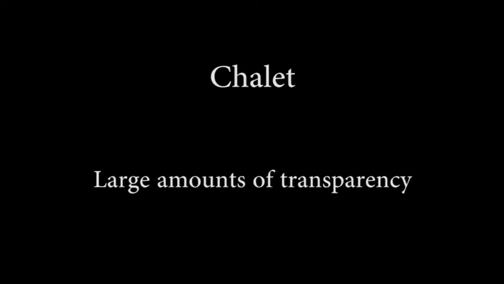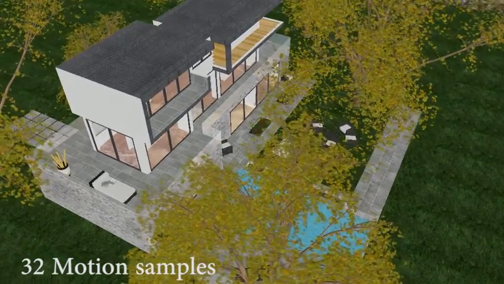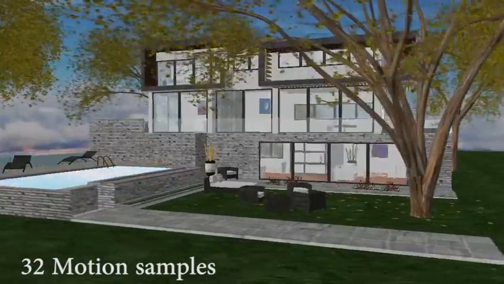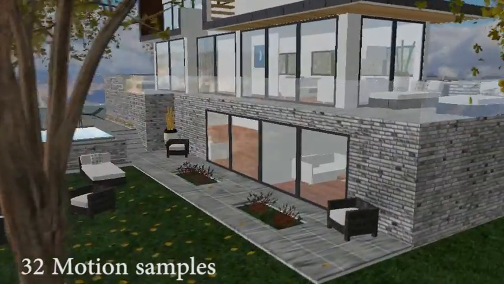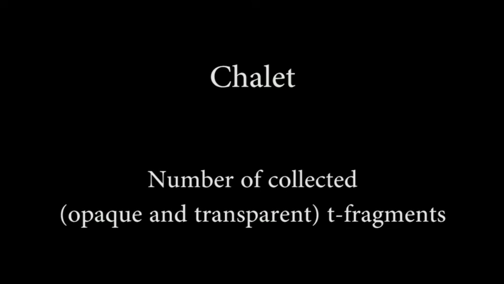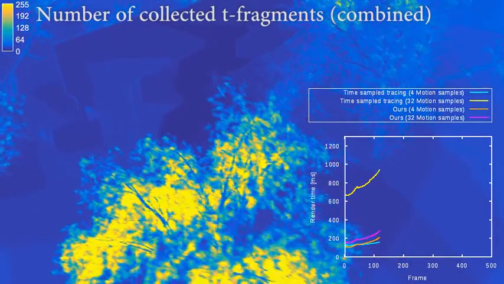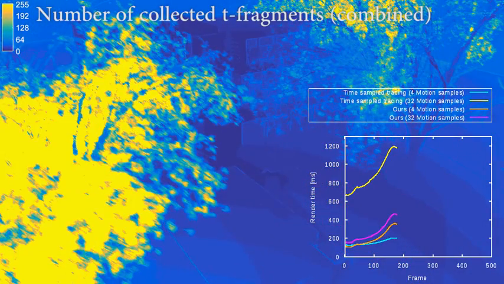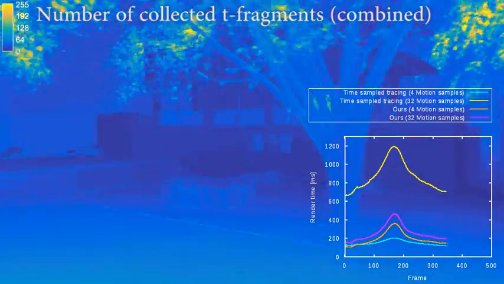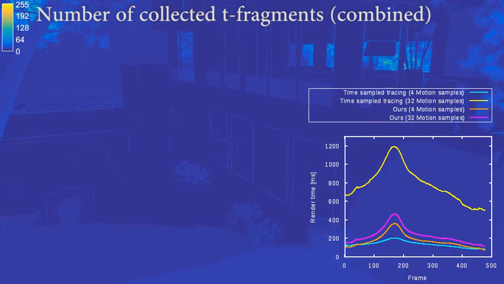The chalet scene features a large amount of transparent fragments, especially at the edges of leaves. Again, we show the number of collected T fragments as well as the rendering times using 4 and 32 motion samples respectively, compared to the time-sampled tracing technique.